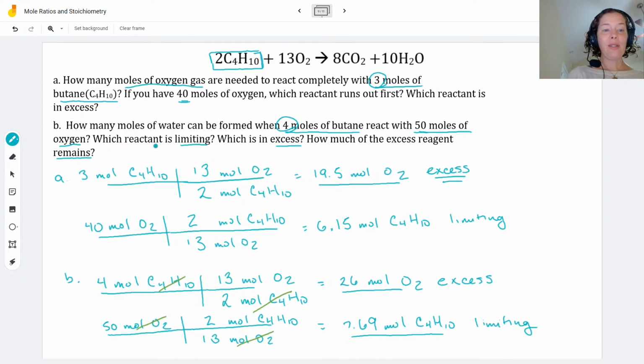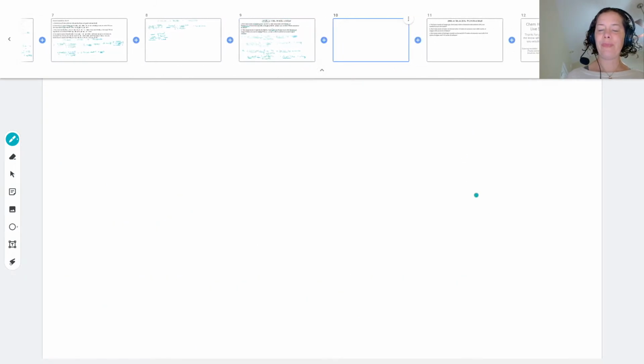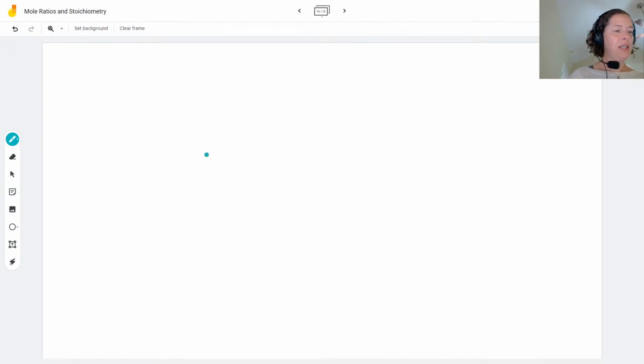So that means which reactant is limiting? We've already identified that. That is butane, and the excess reagent is oxygen. And then how much of the excess reagent remains? Let me get myself another page here. Let me write my balanced chemical equation. We have a combustion reaction with butane, and the products include 10H2O.